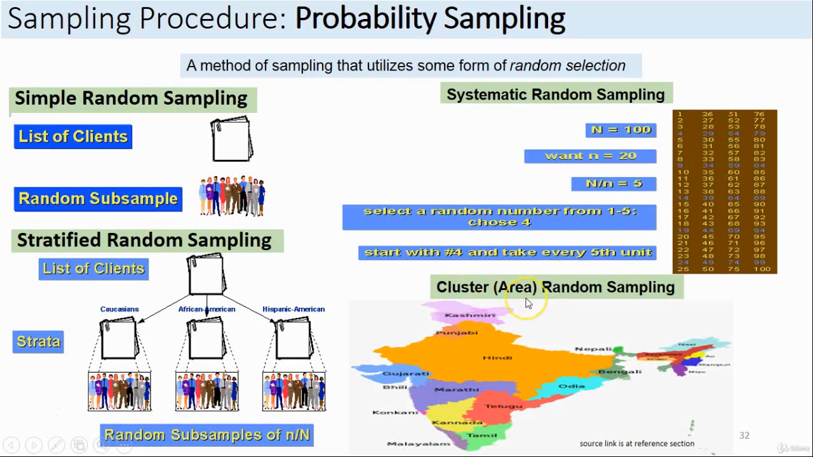Another is area-based sampling, which is quite helpful when you do a survey. This shows a map of India, where different languages are spoken in different areas. If you want to identify something, take samples from all these locations so that you have a proper sample. This is useful for scenarios where geography matters. So these are the sampling procedures in the case of probability sampling.